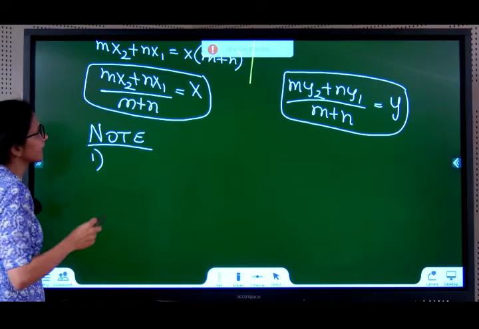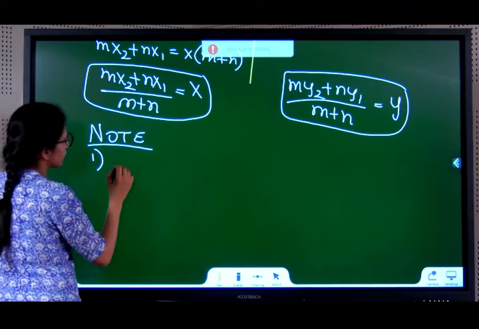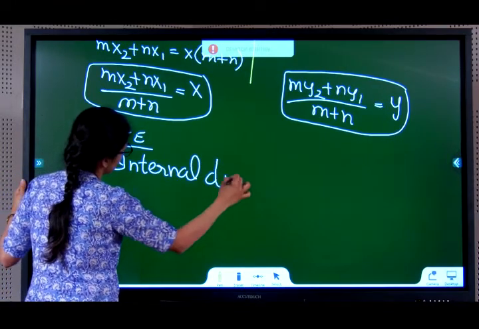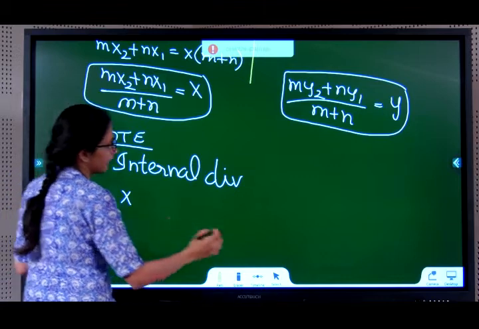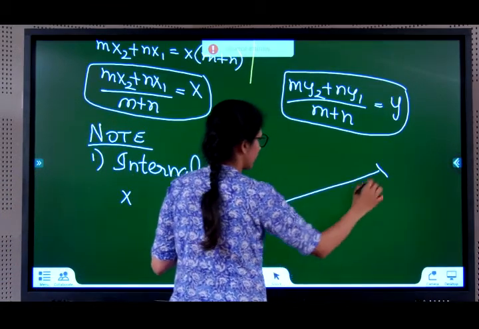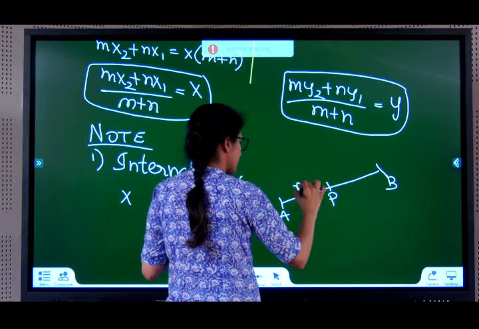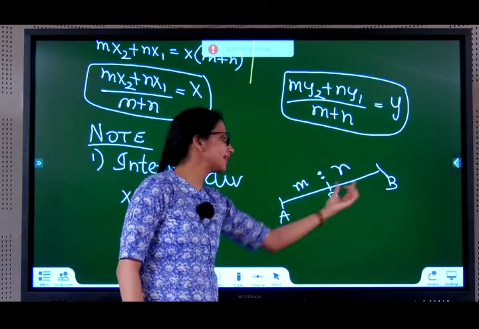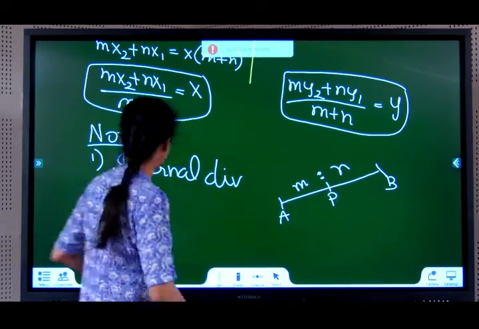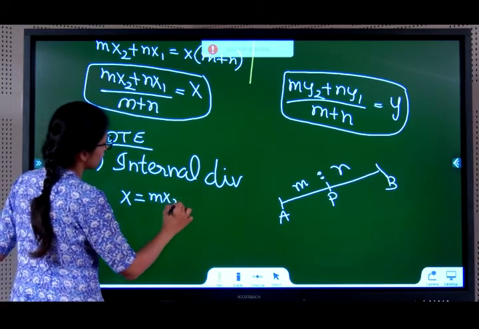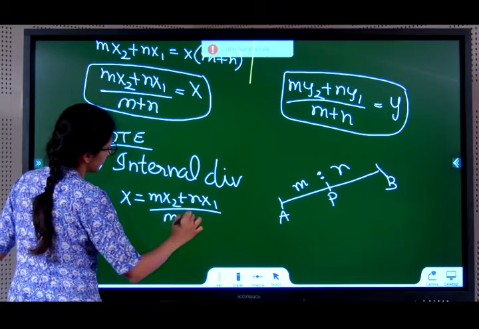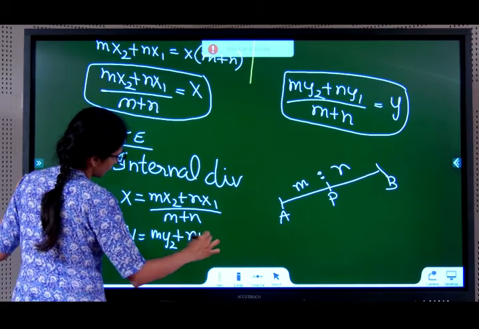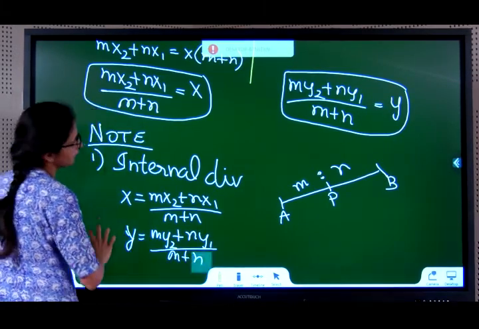First one, this is internal division. What does this internal division mean? First write down internal division. Internal division means if I have AB here and have P here, this is divided in the ratio of M is to N. Okay, P is internally dividing the line. It is a part of the line. In that formula, what is the formula? Mx2 plus Nx1 by M plus N. And what was Y? My2 plus Ny1 divided by M plus N.